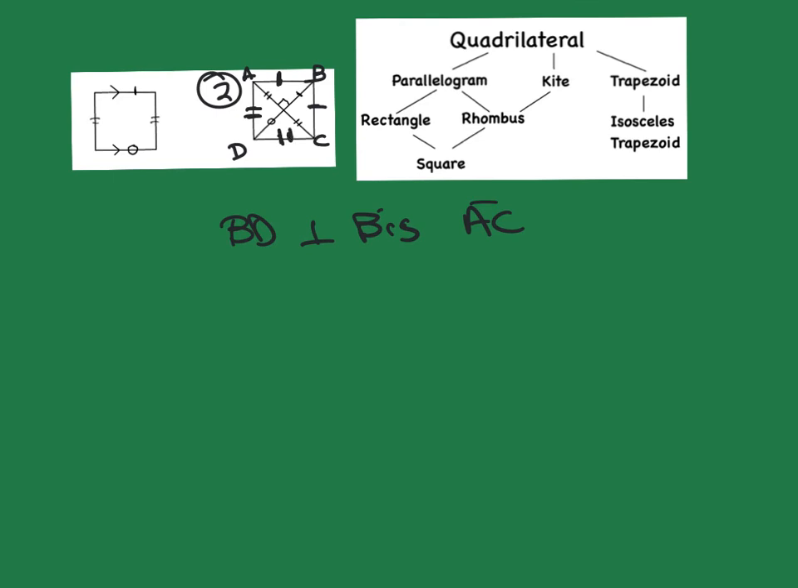So this figure is clearly a kite because we do not have any sides parallel, and we have two pairs of consecutive sides congruent.